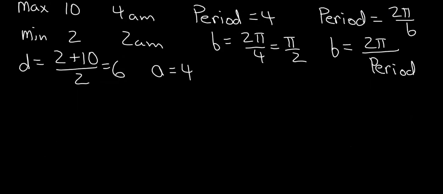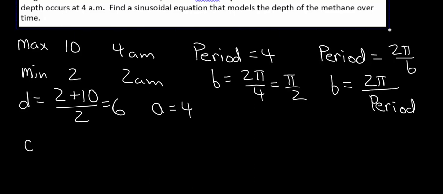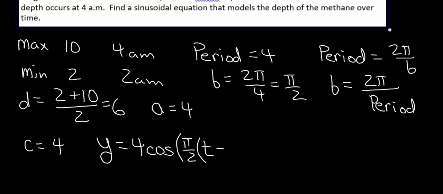Now, when does it have a maximum depth? Well, it's going to have a maximum depth at 4 a.m. So here's what we've got now. We've got y equals 4 cosine of pi over 2 times t minus 4, plus 6. And there's our model for the depth of the methane over time.